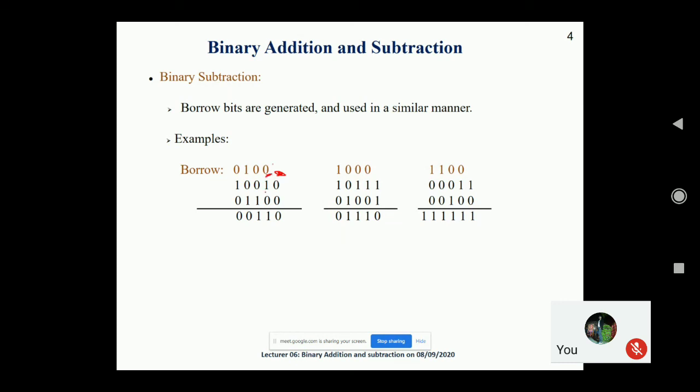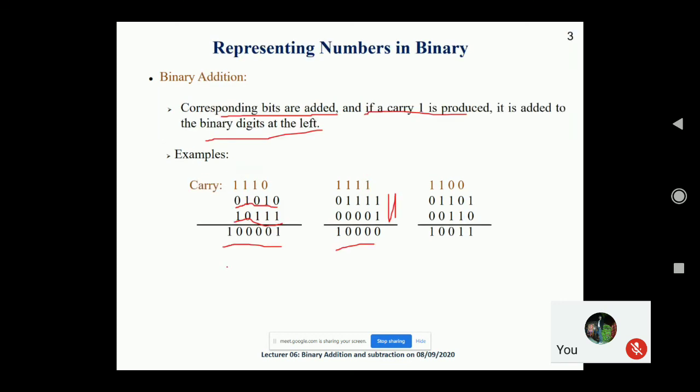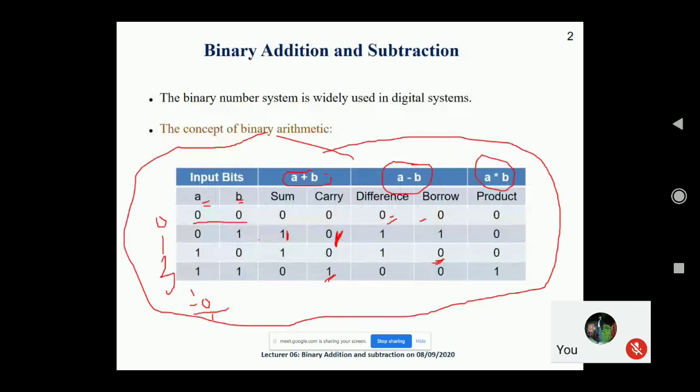1 minus 0 means 1. The difference is 1 and the borrow is also 0, which means no borrow is generated. But when it is 0 minus 1, according to the table, 0 minus 1 means the difference is 1 and the borrow is also 1.